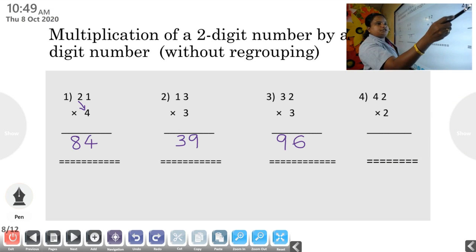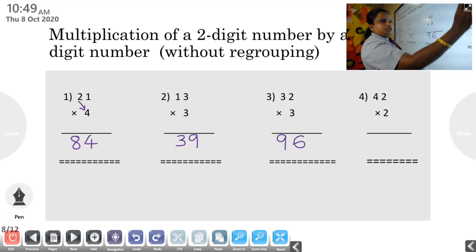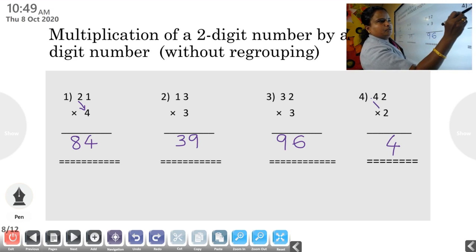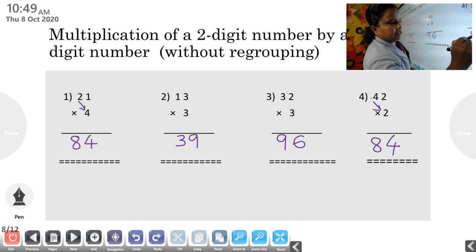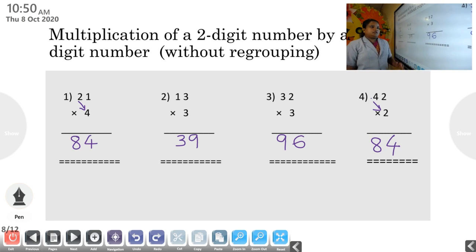Fourth one, 42 into 2. It's very simple. 2 twos are 4. Then 4 into 2. 4 into 2 is 8. Answer is 84. Any doubt? Okay.